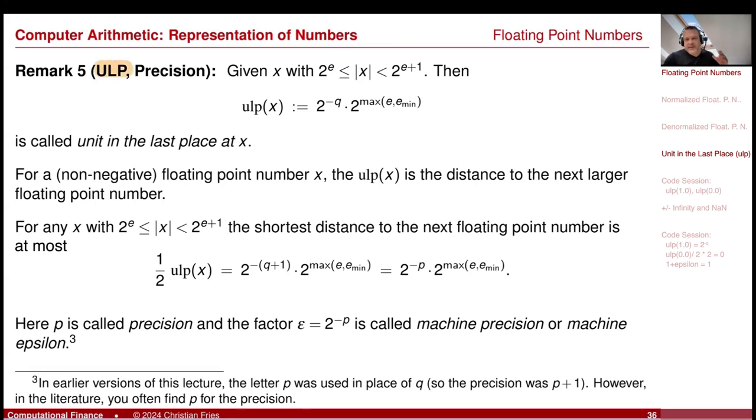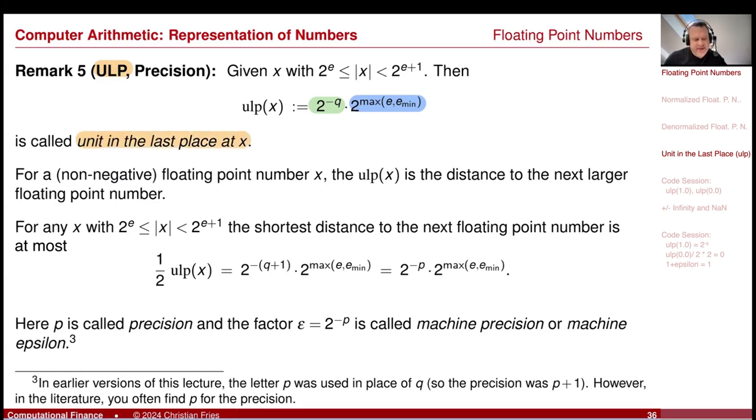It is just what we get if we increase the C by one. So we made this exercise. If we increase the C by one, actually we get 1 divided by 2 to the power of Q as an additional value, but of course multiplied with the exponent on which we are. And here you see the two exponent, the e if we are in the normalized set and the e min if we are in the denormalized set. This is the so-called unit in the last place.